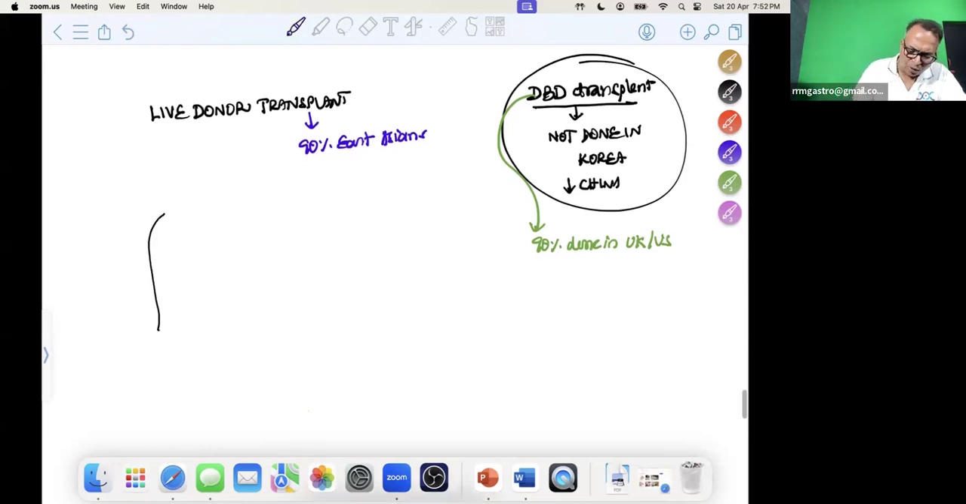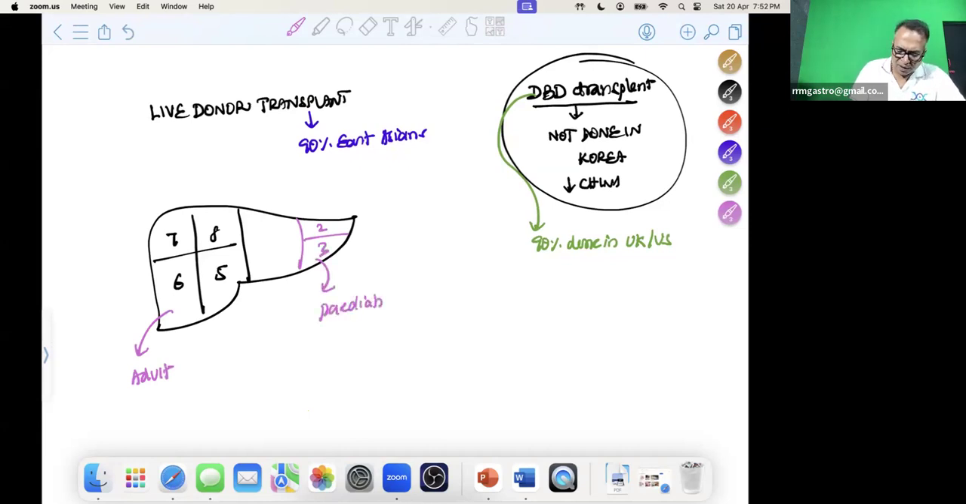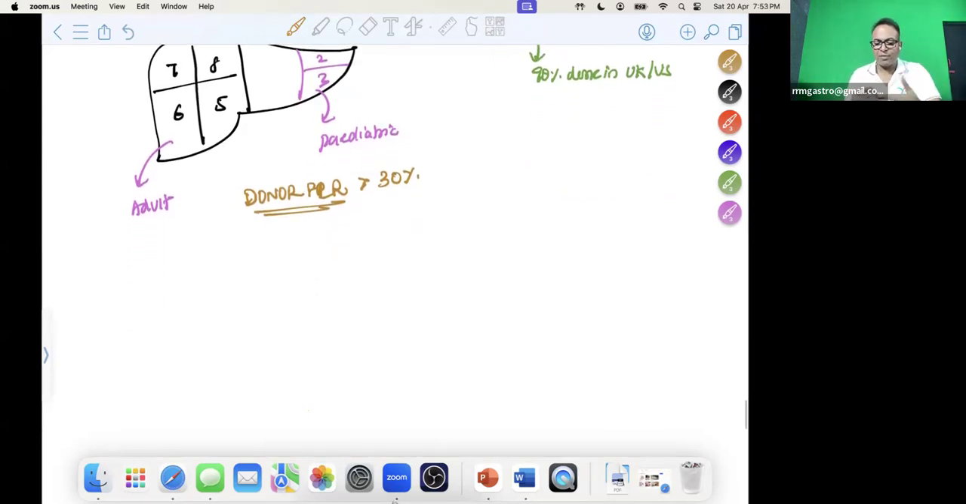If a live donor is going to give the organ, the segments he will be giving will usually be 5, 6, 7, 8 in an adult donor. If it is pediatric, usually they give 2, 3 alone. That is enough for pediatric transplants. Whatever it is, after donation the donor should have how much FLR? A good donor should have more than 30% FLR to prevent liver failure and death in the donor. Please don't forget this. They should not die because of giving an organ.